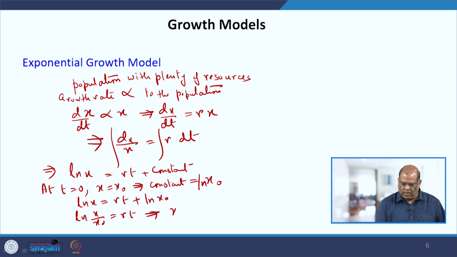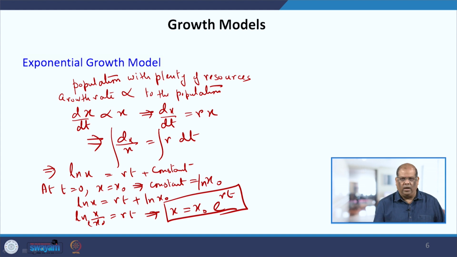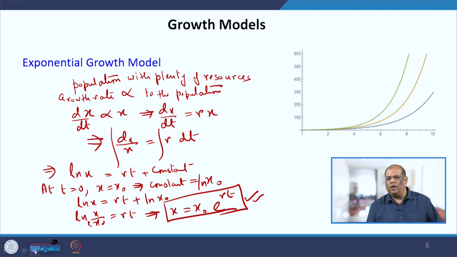And this implies x equal to x0 e to the power rt. When you write this ln, you do not have to write e, but just for the sake of understanding. So, this is the solution, and if we plot this solution, we are going to get curves like this. However, as you can see, this is sort of unbounded, because if your r is a positive number and as t increases, your x also increases.